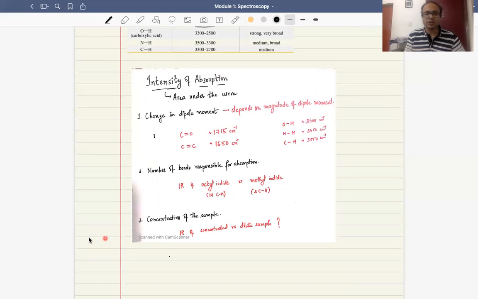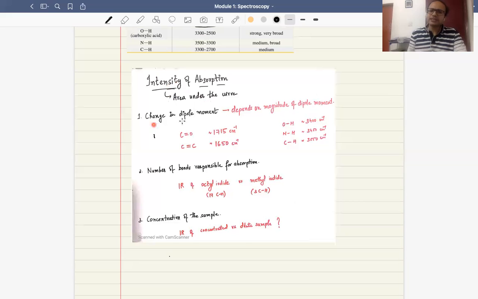Now, what do they mean? As I already told you, intensity is basically the area under the curve. So if you have a very intense peak, the area under that peak would be pretty high. But if you have a less intense peak, the area under it would be pretty low. So the area under the curve of the peak gives you an indication of the intensity.